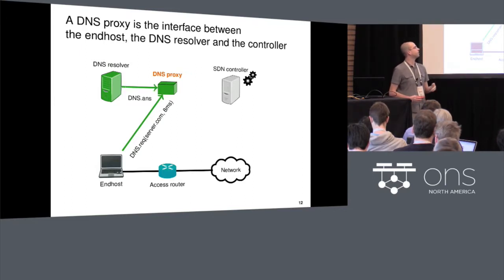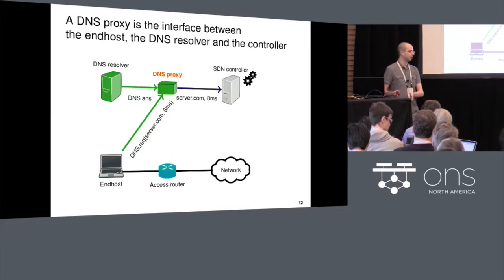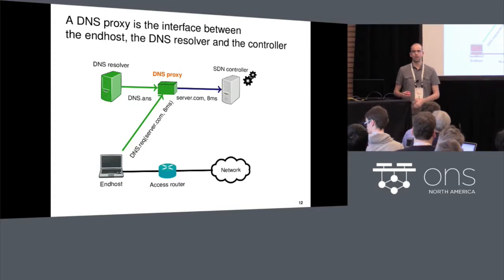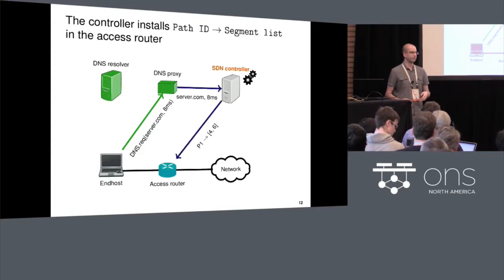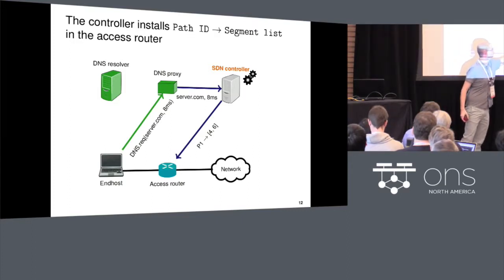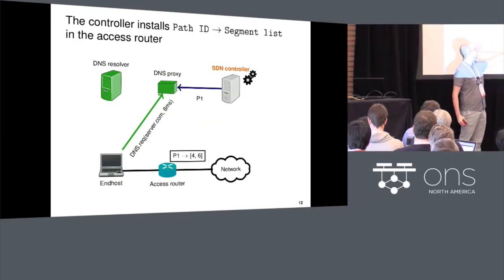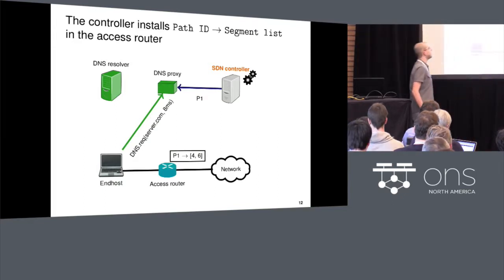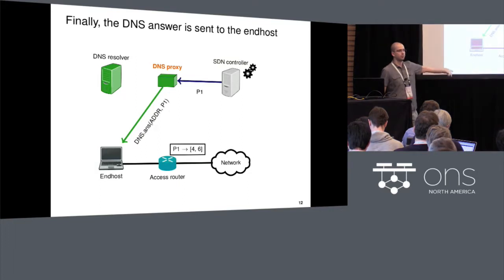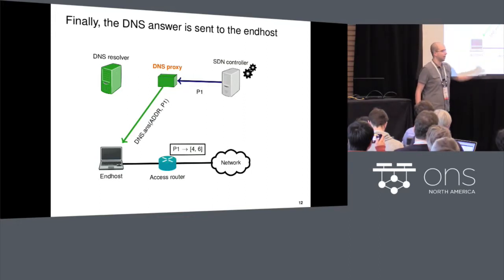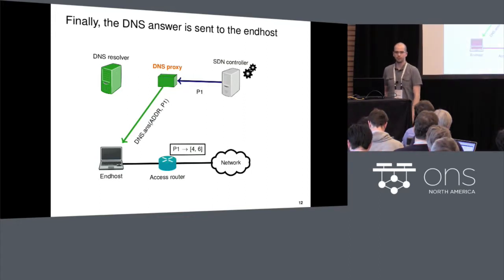The DNS proxy will then send all the information towards the SDN controller, which makes some computation, generates a path ID, installs the mapping between the path ID and the real path inside the access router, and then returns the path ID towards the DNS proxy, which will finally send back the reply to the end host. And that's how the end host can know the path ID and then go through a given path inside your network.